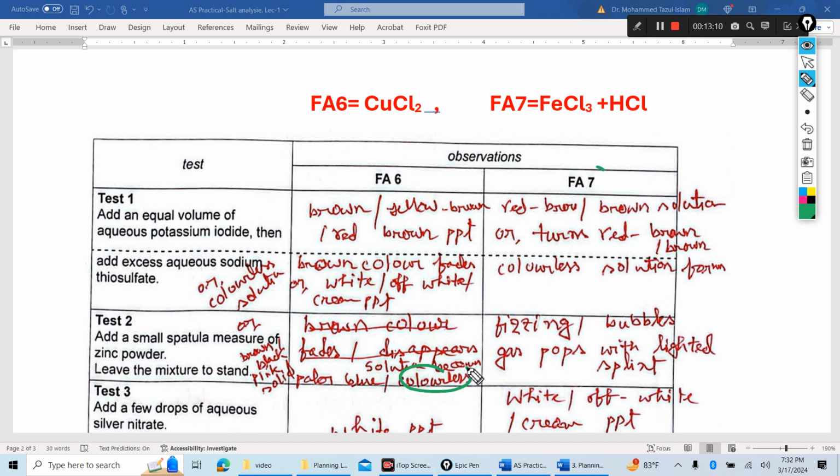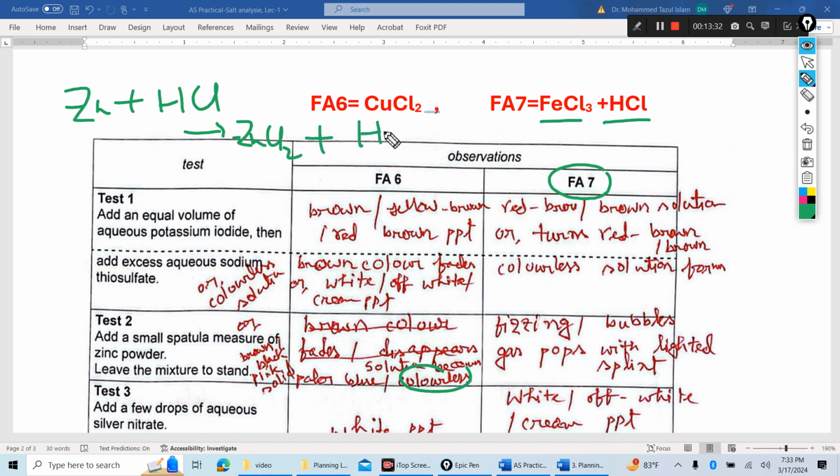Okay, now for Fa7, iron 3 chloride mixed with hydrochloric acid. As it is hydrochloric acid, so zinc is added. You know, if metal is added to acid, zinc chloride plus hydrogen is produced. If any metal is added to acid, hydrogen gas is produced.